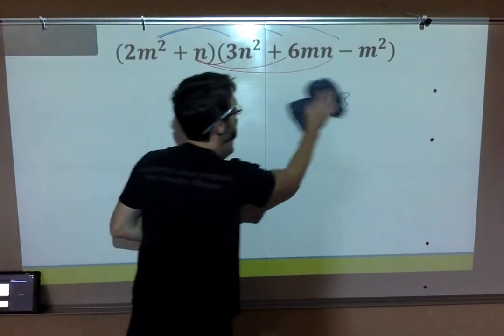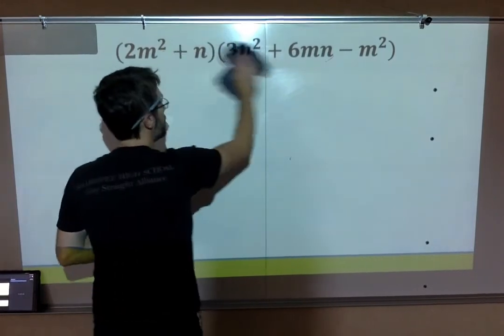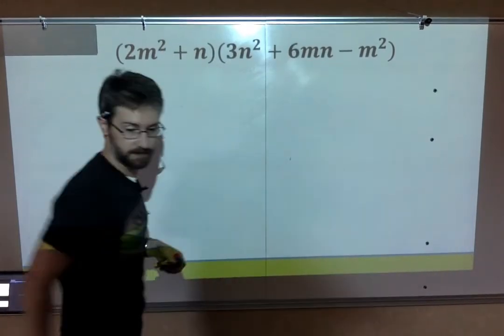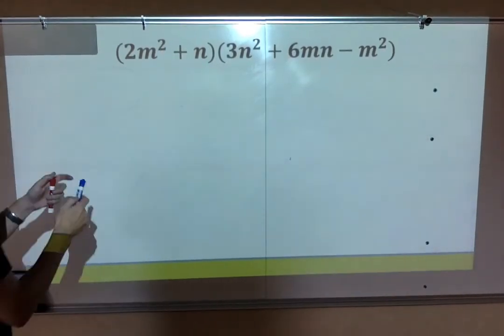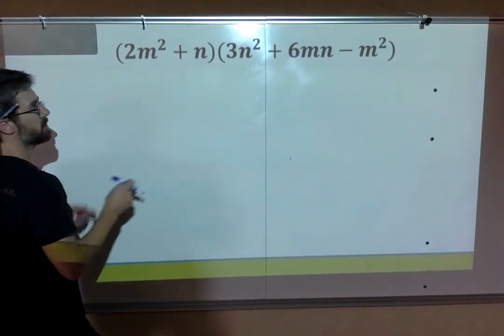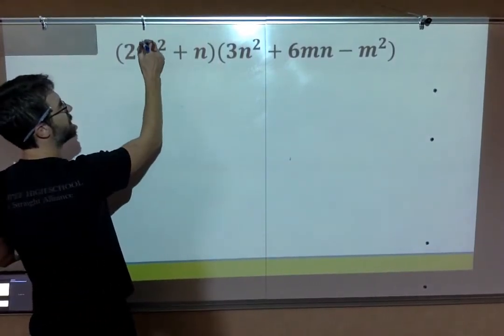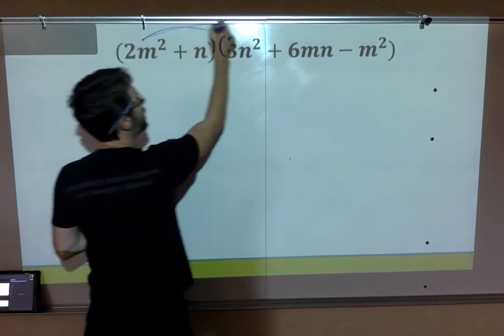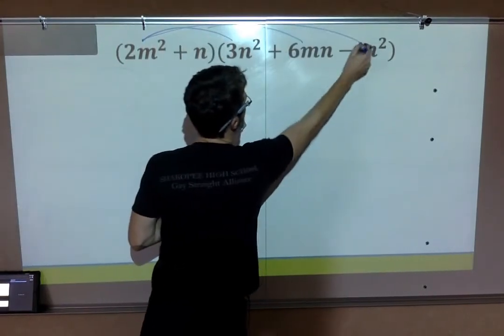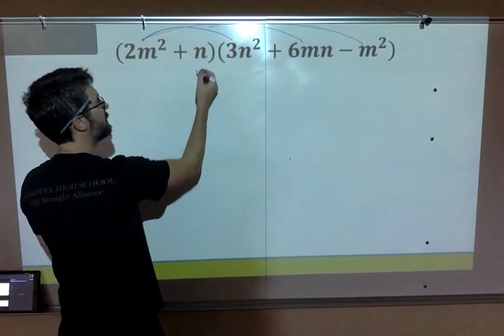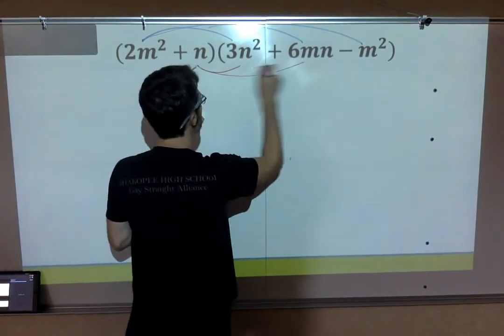Fun one. So a foiling one where we've got two variables. So pause this and try it, if you dare.